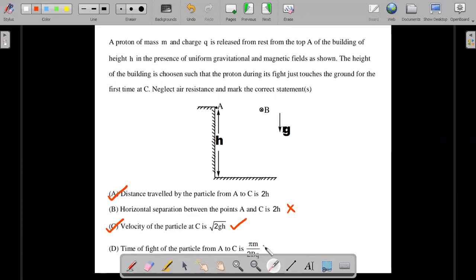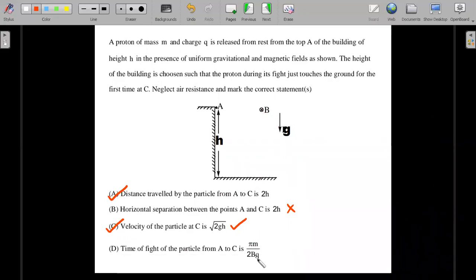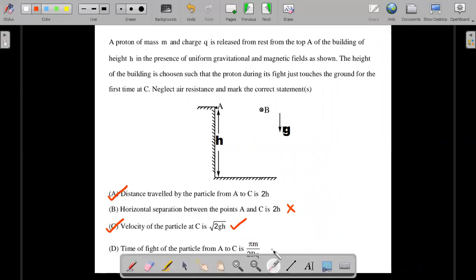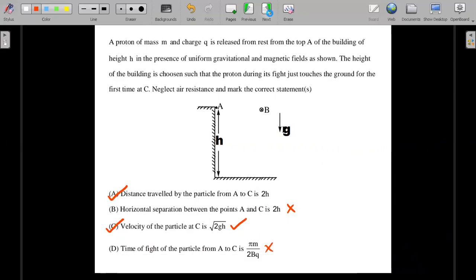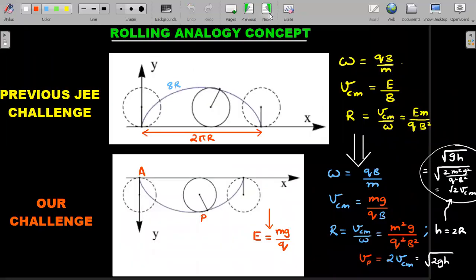And time of flight, we end up getting without the 2. I think we ended up getting pi m by bq. This 2 is not there, so that's a wrong answer. Okay, so this is not a correct one. So I hope you enjoyed the concept here.